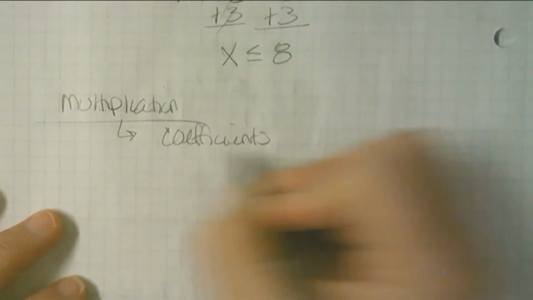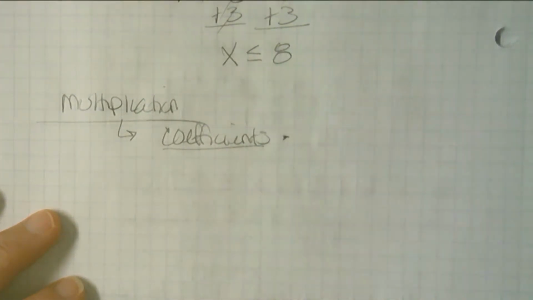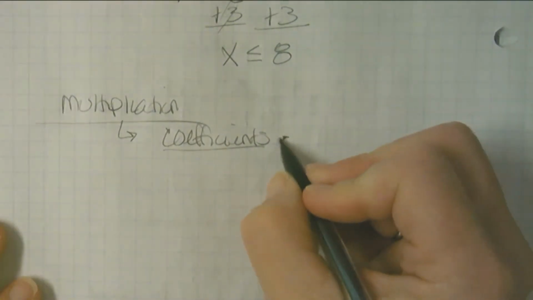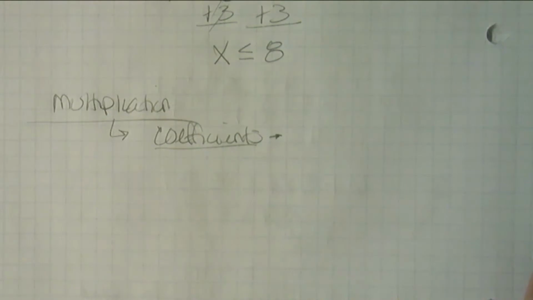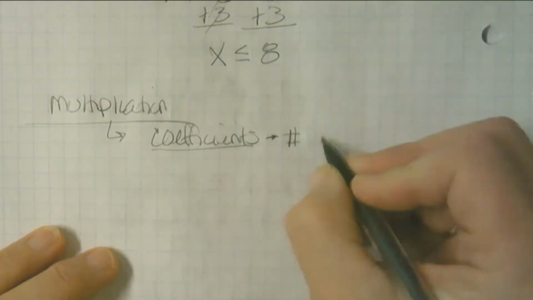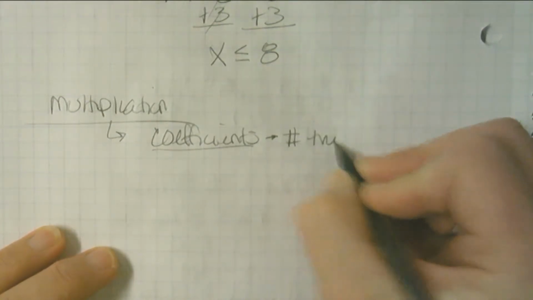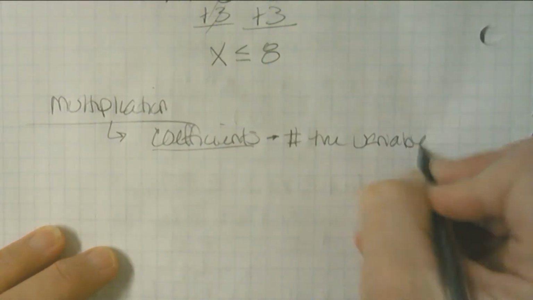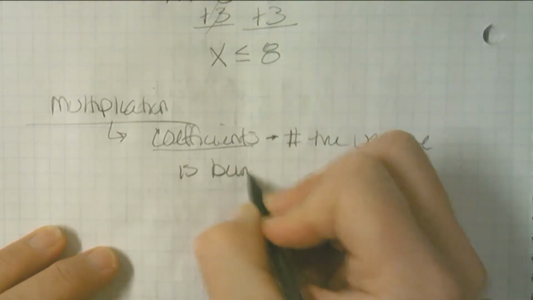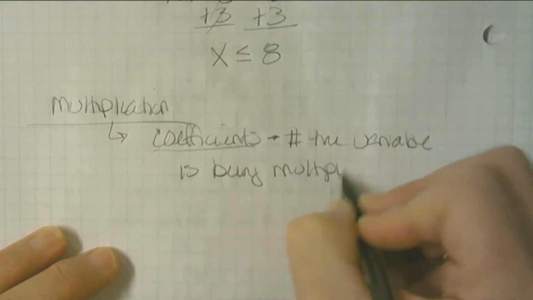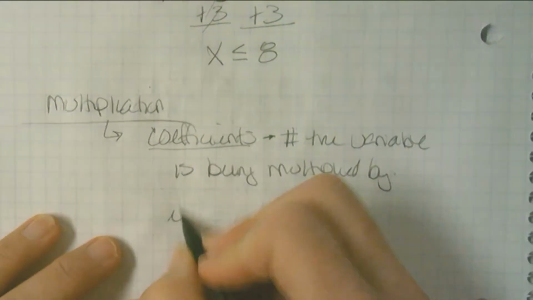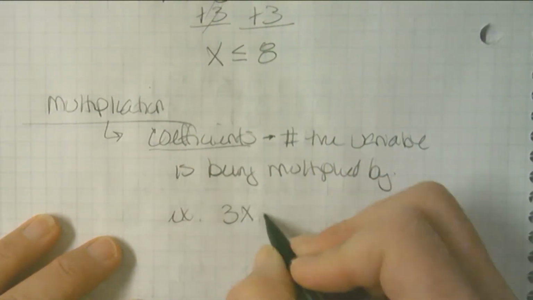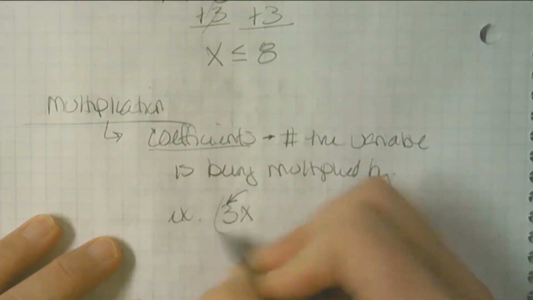What is a coefficient? Romano? The number touching the variable, right? It's the number the variable is being multiplied by. Nice job. It's the number the variable is being multiplied by. For example, 3x, that 3 is our coefficient.